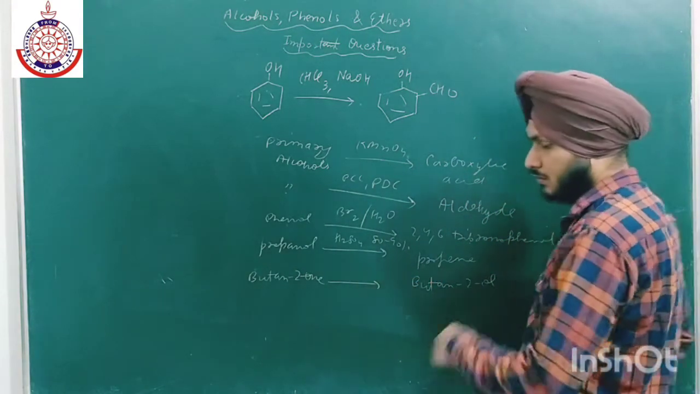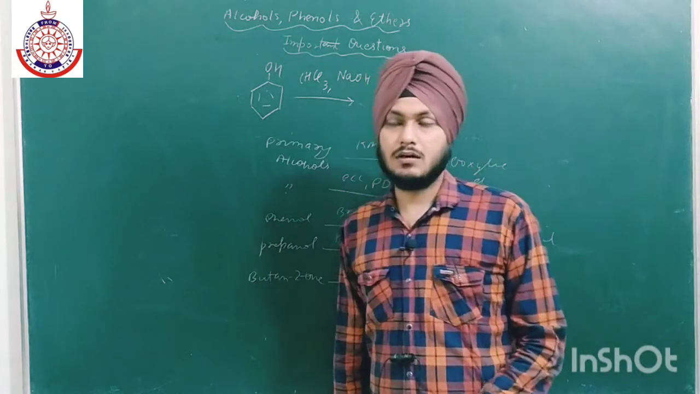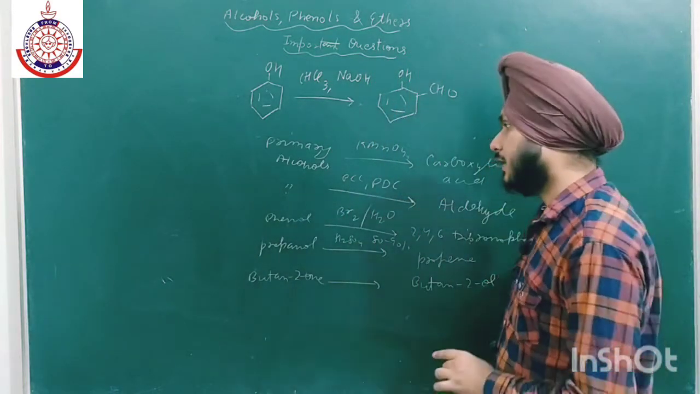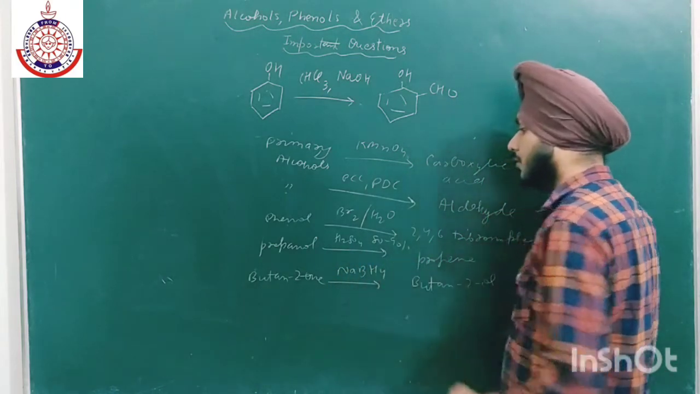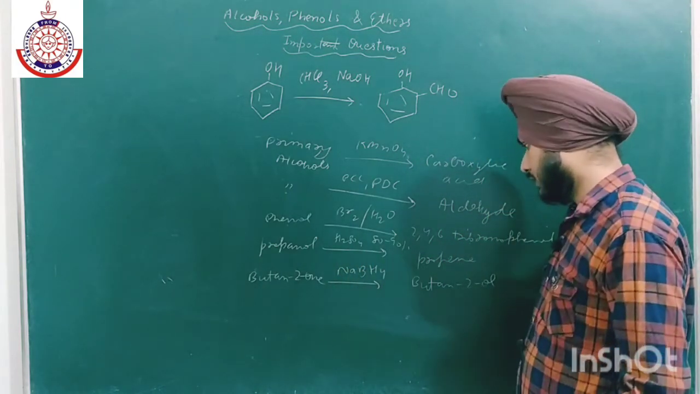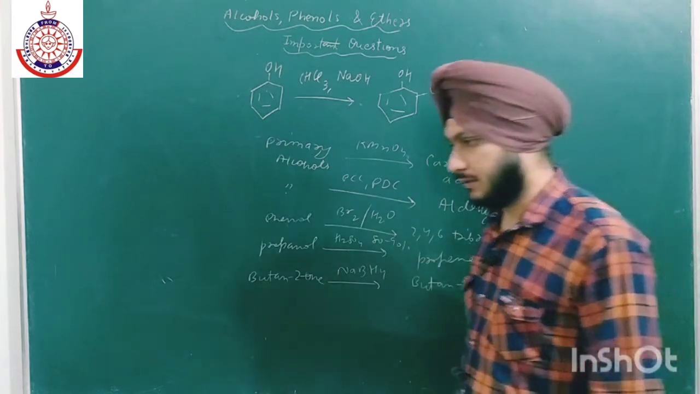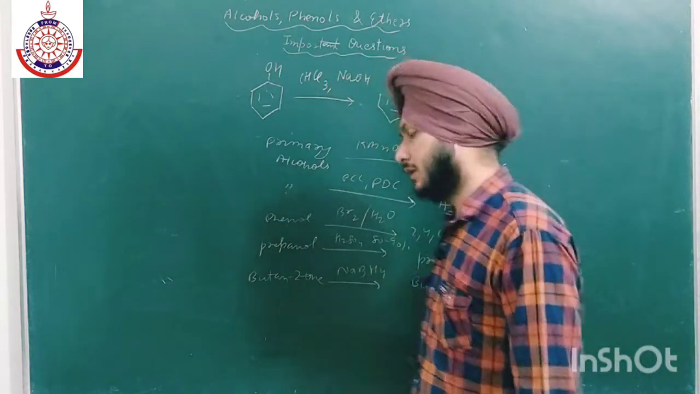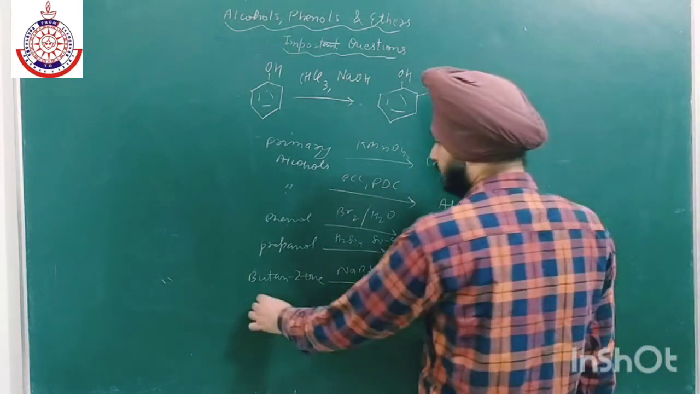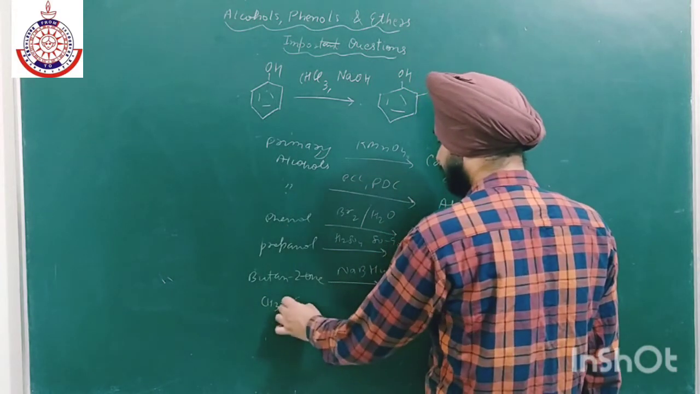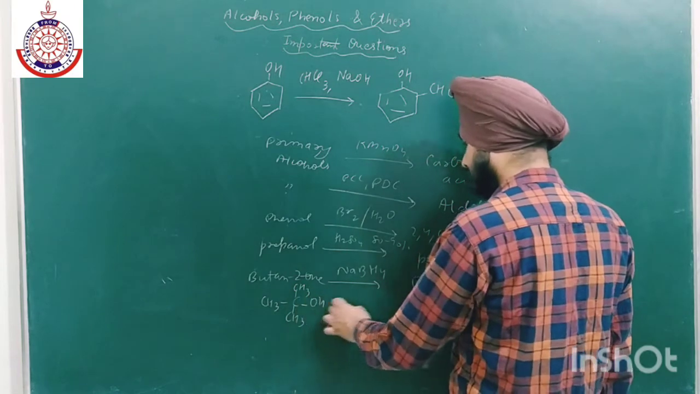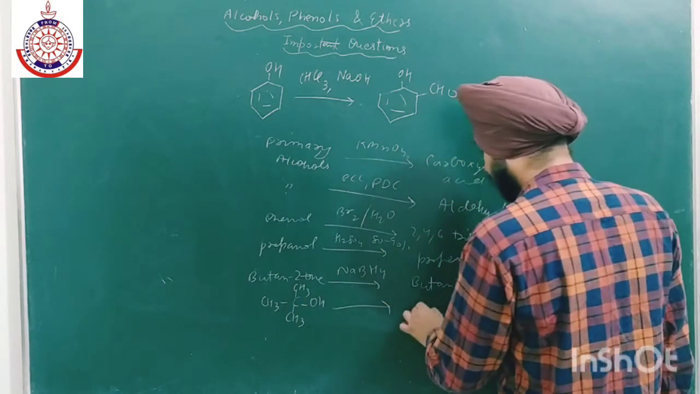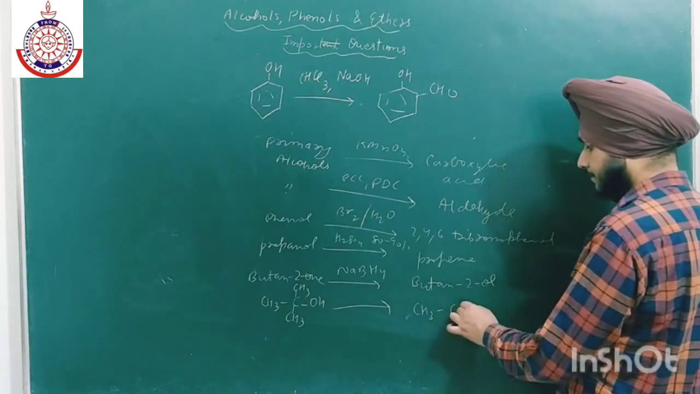Okay, so now we are doing the reduction. Okay, so take any reducing agent, like we have sodium borohydride. Okay, sodium borohydride, this is the best reducing agent. Okay, now if we have to change this reactant into propene.